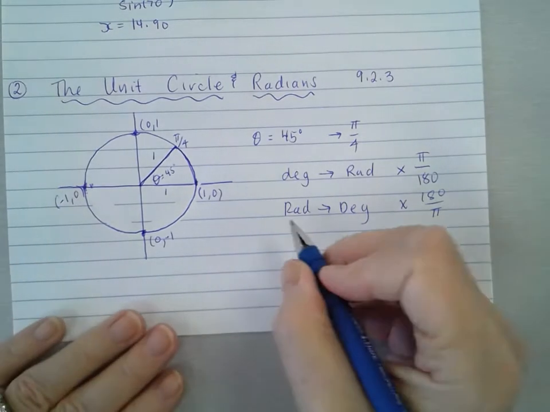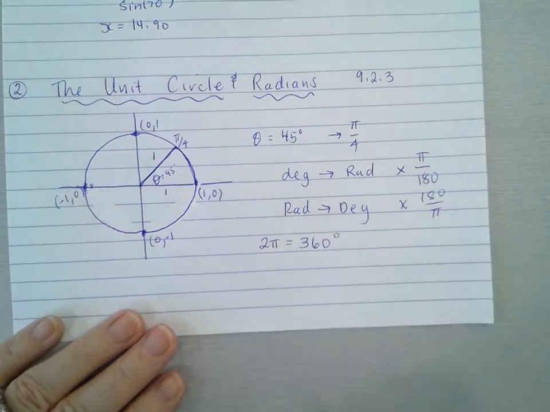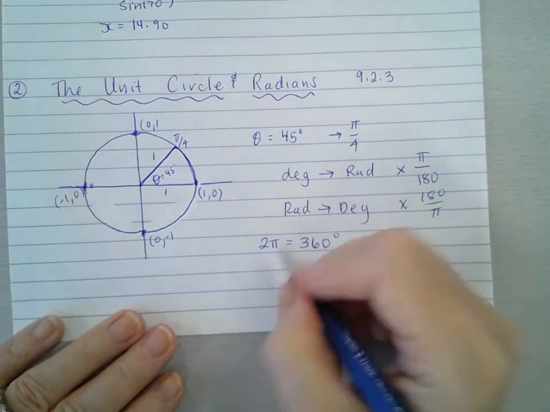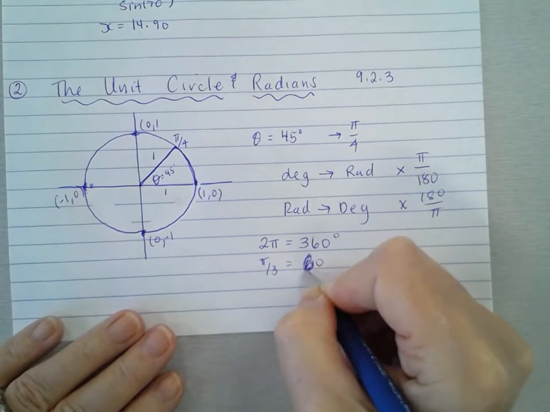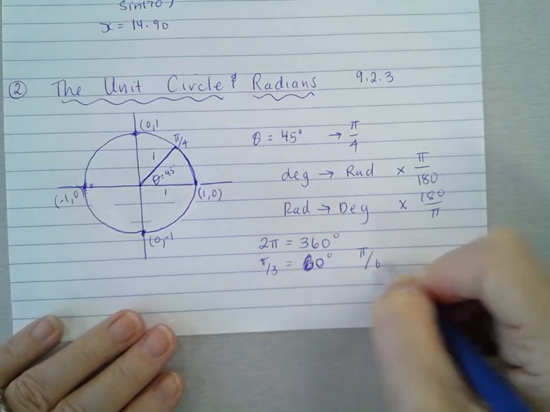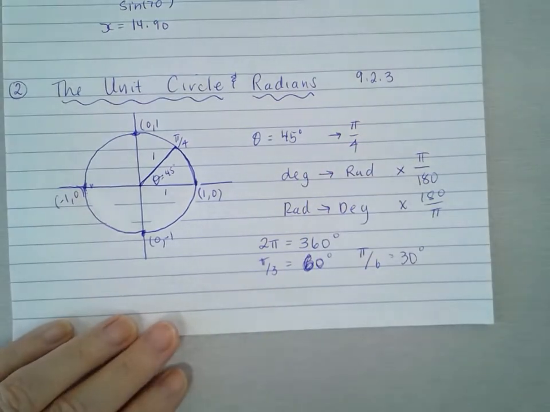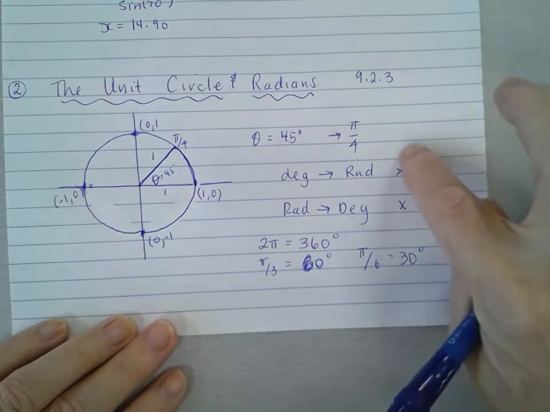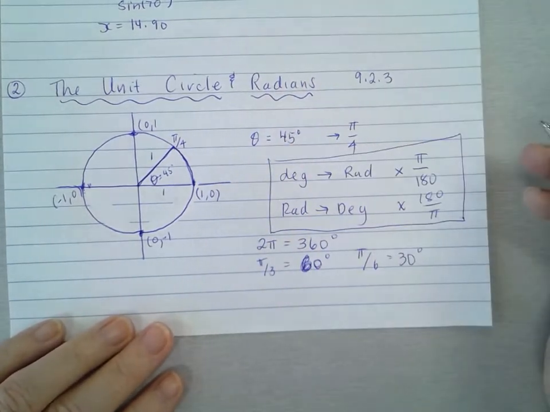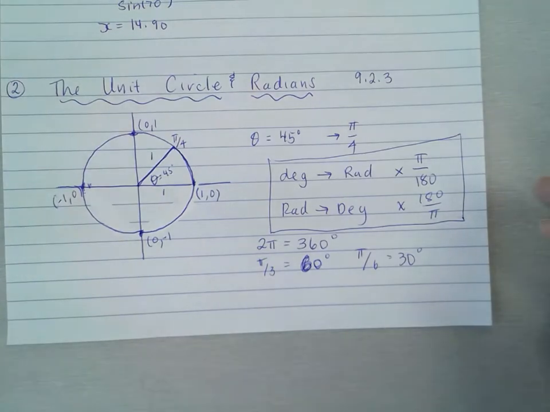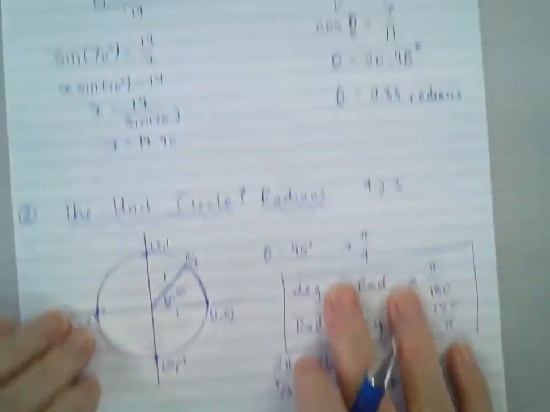We know that 2 pi is 360 degrees, pi on 3 is 60 degrees, and pi on 6 is 30 degrees. So all those regular exact values you would need to know, and you would know how to do this conversion from degrees to radians and radians to degrees. That's pretty easy.